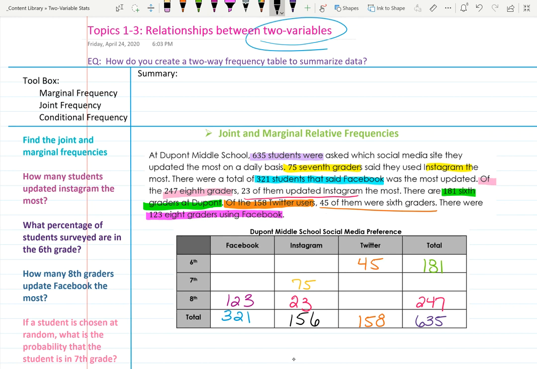And I'm going to come over here to the total column. So I know again our grand total is 635. So if I take out my 247 and my 181, I've got 207. Now I have a completely filled in row and a completely filled in column. So again, I'm looking for where there are areas that are missing just one piece. If I look at Instagram, we know 156 total prefer Instagram. So I'm going to take that 156 and take out our 23 and our 75.